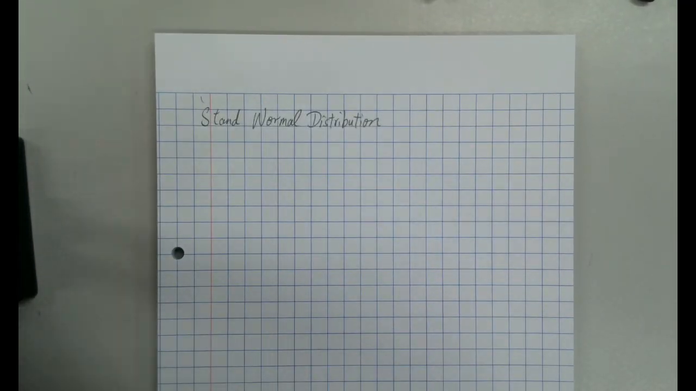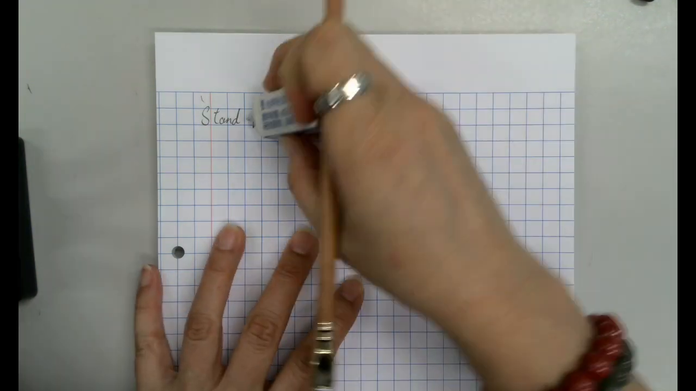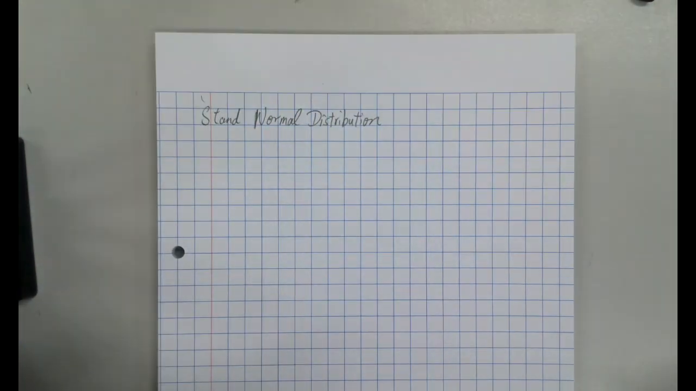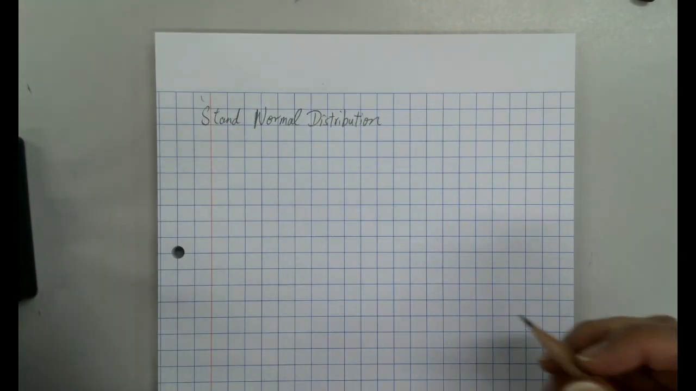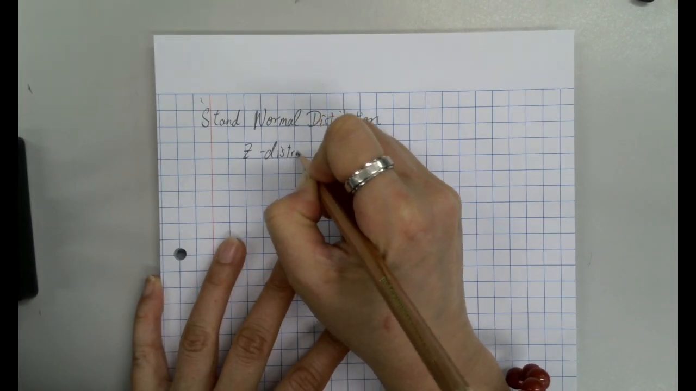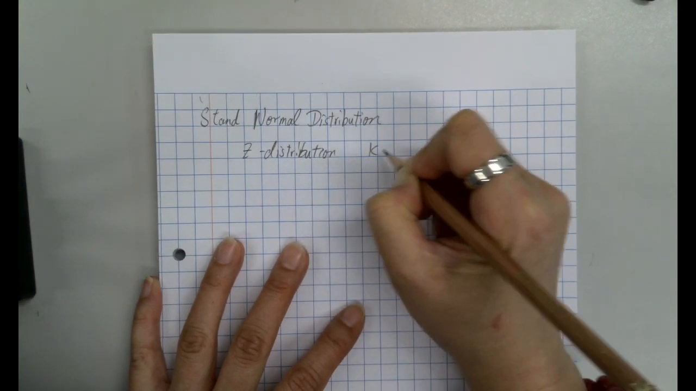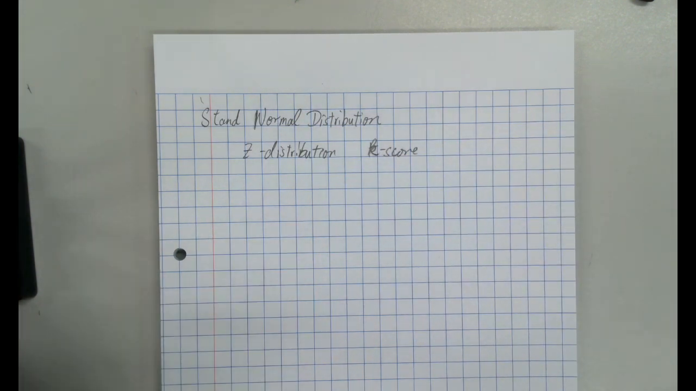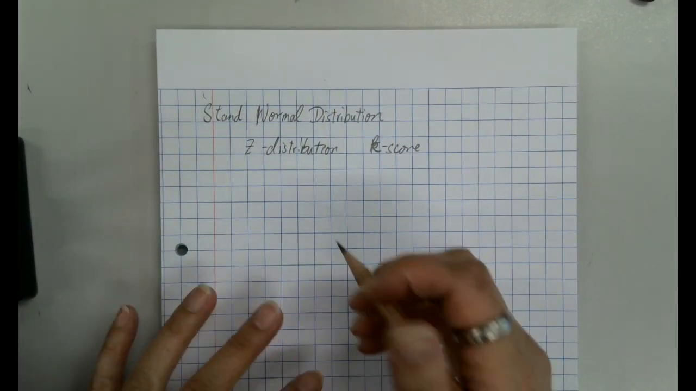Hello. So it has been a while, and when I talk to my students, we find out that we do not have a video on the standard normal distribution, or some people call it the Z distribution, or some people call it the K score, depending on which culture you're going through. We haven't had a video for those, so now we are going to make a video about this.